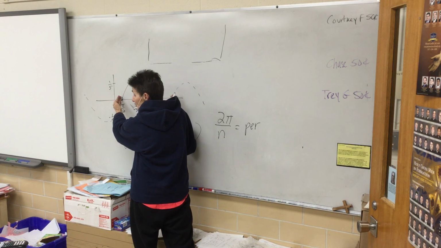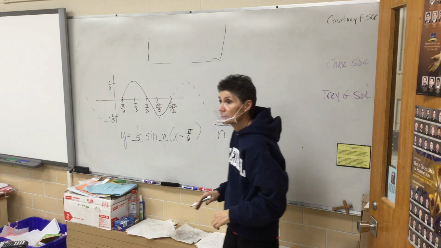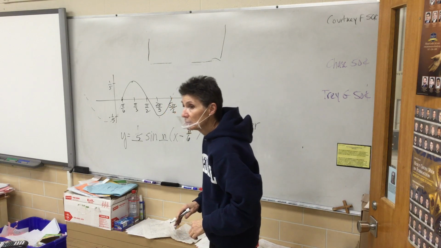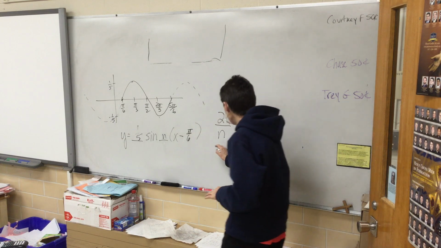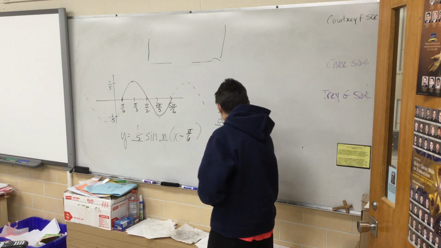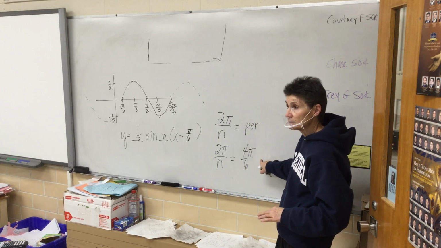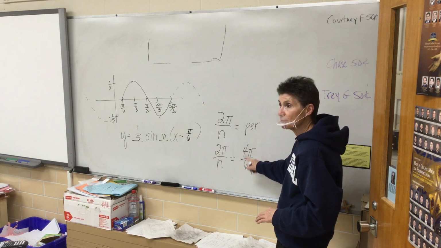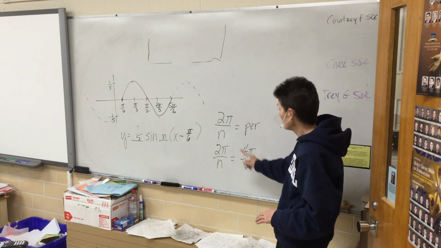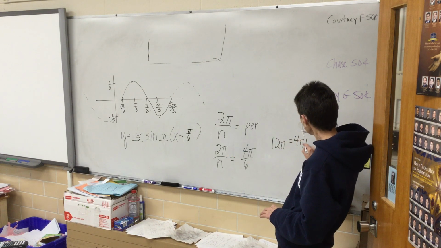We absolutely do. It goes from 1/6 to 5/6, which is what? 4/6. So your period, so 2 pi over n is 4 pi over 6. That's our period. So we can cross multiply. By the way, you could reduce that if you wanted to. That does reduce, but I'll leave it unreduced. So 12 pi equals 4 pi n. So I'll divide by 4 pi.